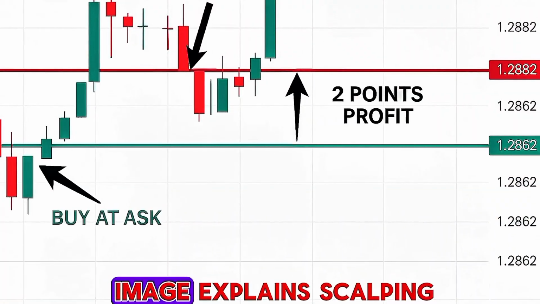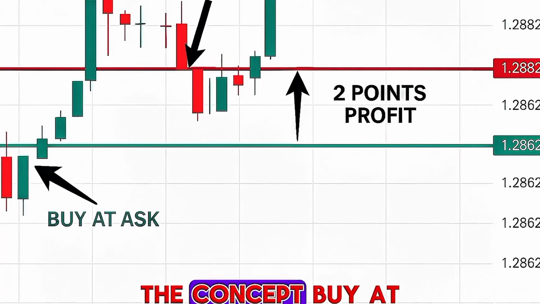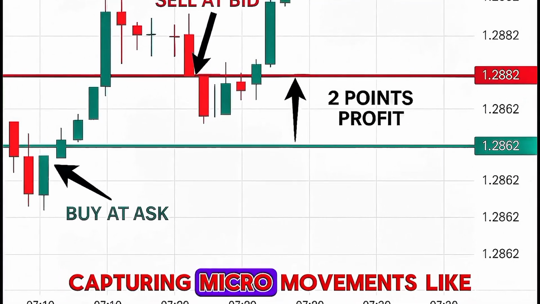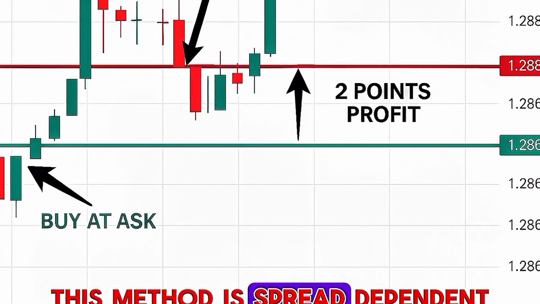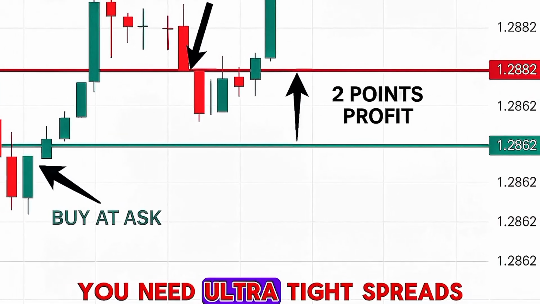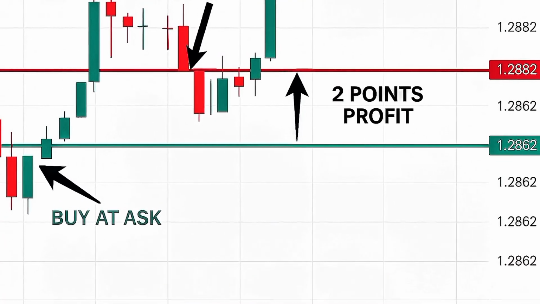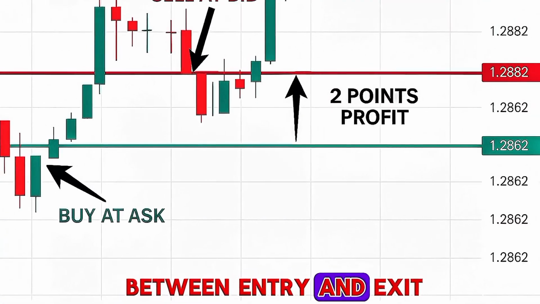The final image explains scalping using raw bid and ask prices. The concept: buy at the ask and sell at the bid, capturing micro movements like 2 or 3 pips. This method is spread-dependent. You need ultra-tight spreads, preferably zero or raw spread accounts. The image shows a clean 2-point profit zone between entry and exit.